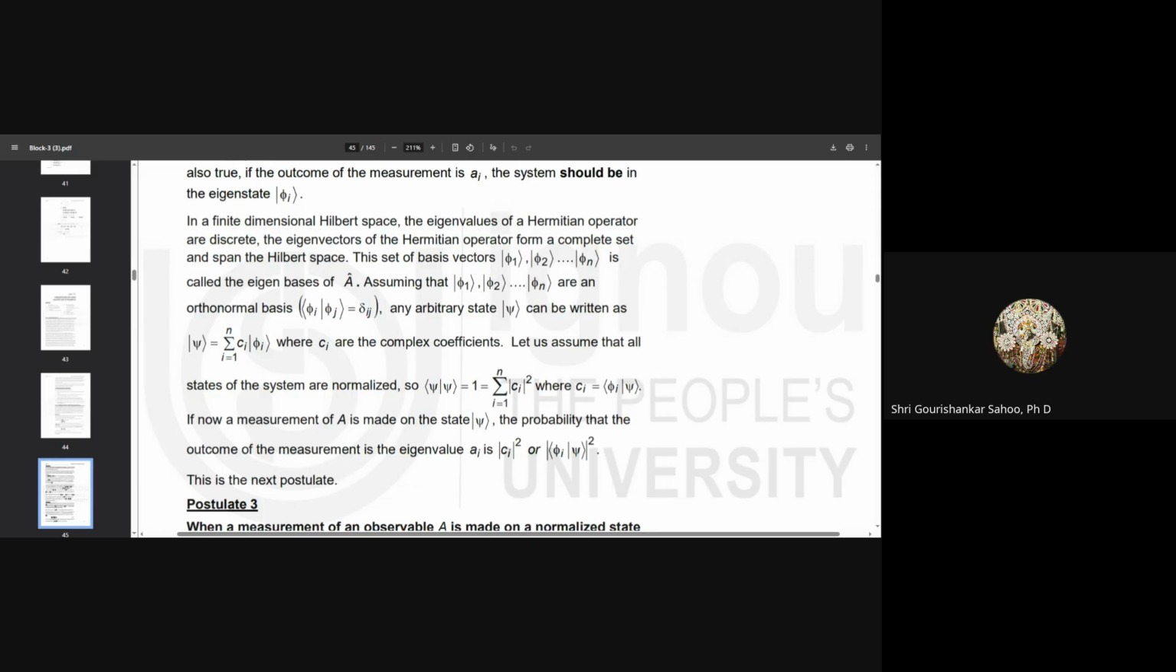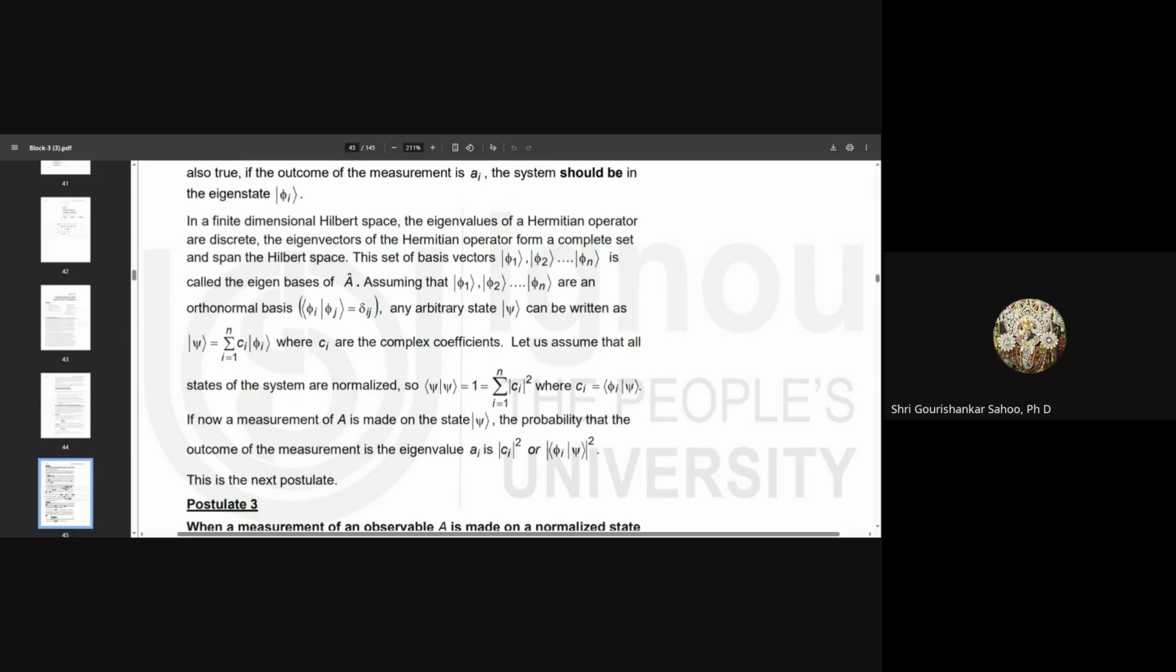So let us assume that all states of the system are normalized. So you have ⟨ψ|ψ⟩ = 1, that is norm 1, and the summation from i = 1 to n of |ci|² = 1, where ci = ⟨φi|ψ⟩. If now a measurement of A is made on the state ψ, the probability that the outcome of the measurement is the eigenvalue ai is |ci|², or you can write it as |⟨φi|ψ⟩|².